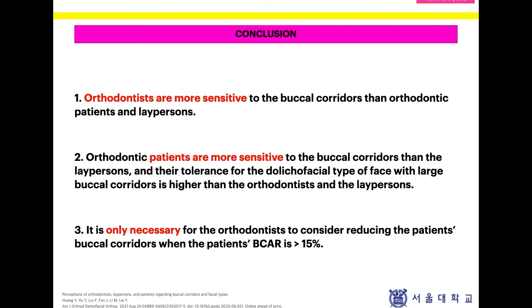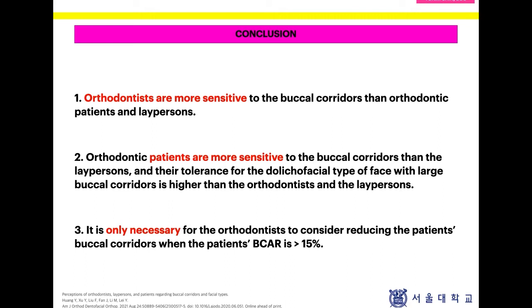Conclusion: in our study, there is no significant difference between the ratings of the orthodontist and layperson when evaluating the female model except at 20% buccal corridor in brachyfacial and mesofacial. The scores of the 3 groups decreased as the buccal corridor became larger, but the rating of the orthodontist decreased more when the buccal corridor was 20%. The perception of orthodontist and the layperson for the female model are similar, but orthodontists have a higher sensitivity to changes of the buccal corridor.